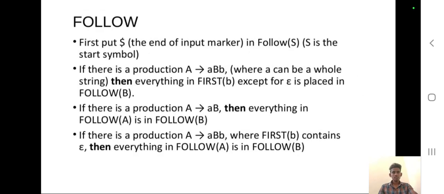Follow. First put the dollar symbol, the end of the input marker, in follow of the start symbol. If there is a production A to αBβ, where α can be a whole string, then everything in first of β except epsilon is in follow of B. If there is a production A to αB, then everything in follow of A is in follow of B. If there is a production A to αBβ where first of β contains epsilon, then everything in follow of A is in follow of B.